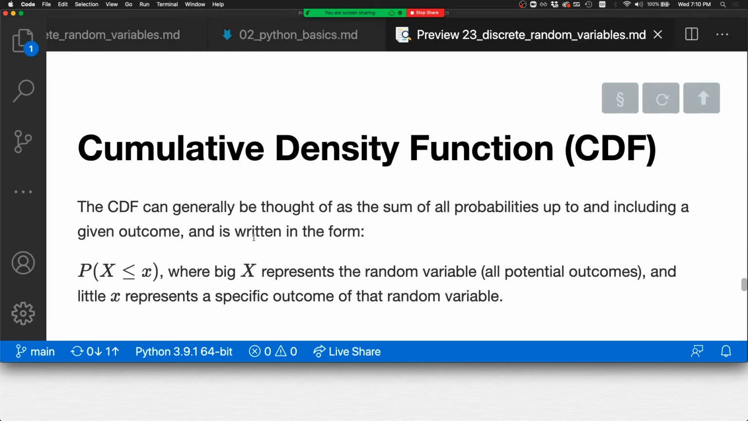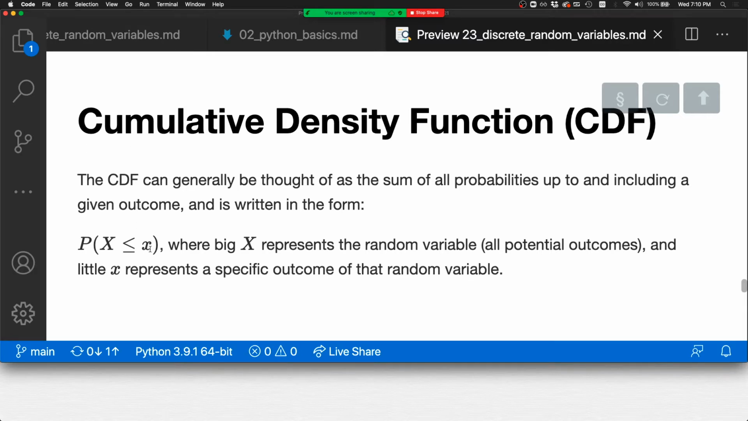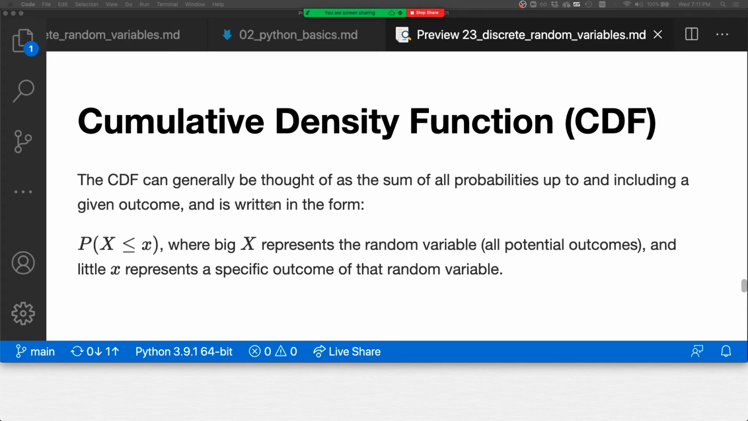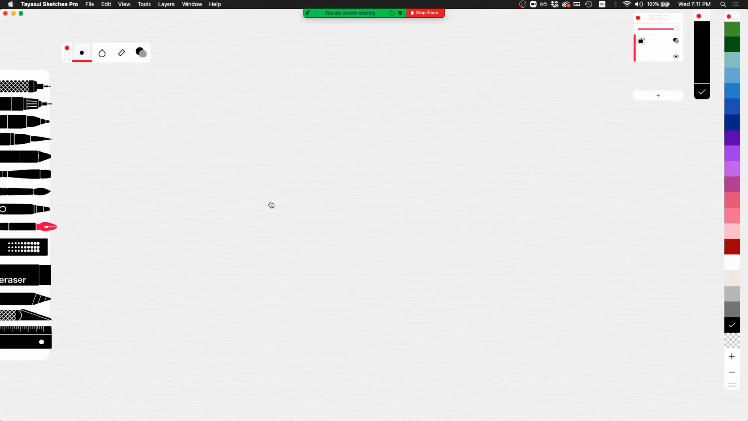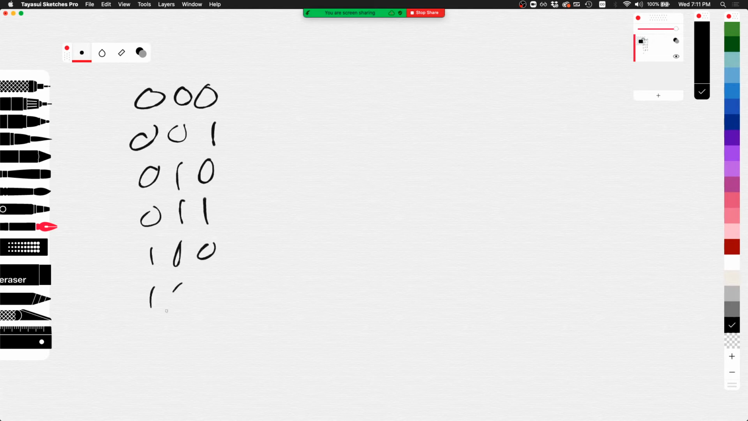So along with the PMF, we also have the CDF. And the CDF is simple enough. It's just the probability that we get some value less than or equal to a specific value. Let me put this in a more concrete way. Let's think about just binary, maybe 3-bit binary, and I'll count in that. So 000, 001, 010, 011, 100, 101, 110, 111.